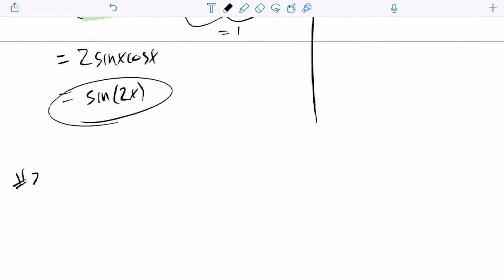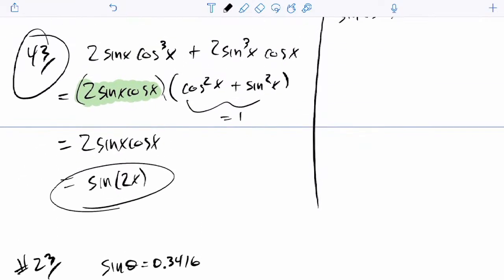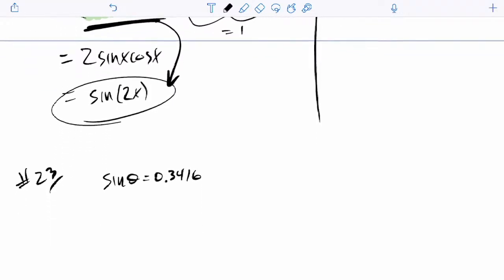All right, and then we got to get to Yusria's questions as well, 23. Oh, okay, yeah, that's a good question, Alexa. They got sine of theta is 0.3416, and they want the sine of 2 theta. To your trig formula, Yusria, 2 sine x cos x is sine 2x. That's what it's equal to.